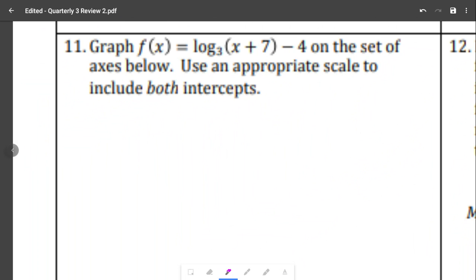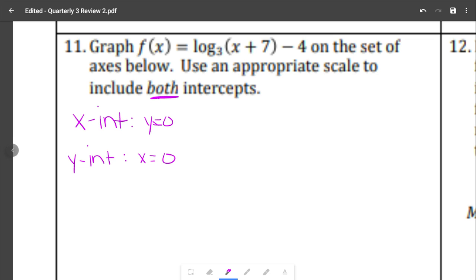Question 11, graphing the log. It says use an appropriate scale to include both intercepts. That means your x and your y intercept. Now to get the x-intercept, remember that is where y is equal to 0. And to get the y-intercept, that is where x is equal to 0.